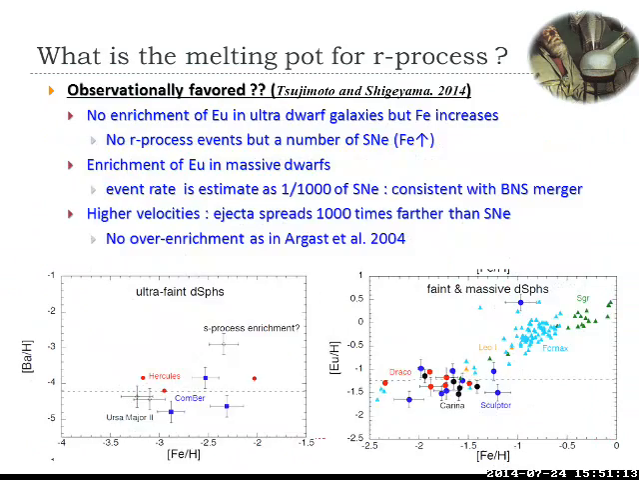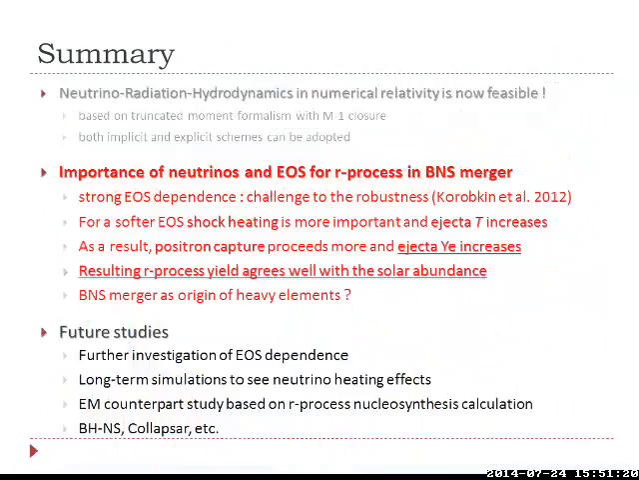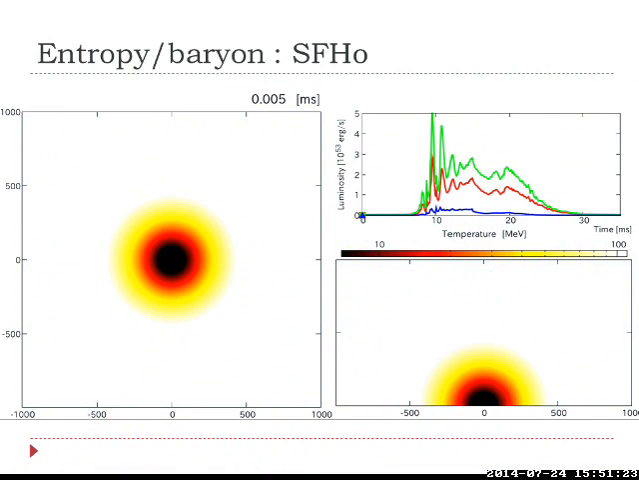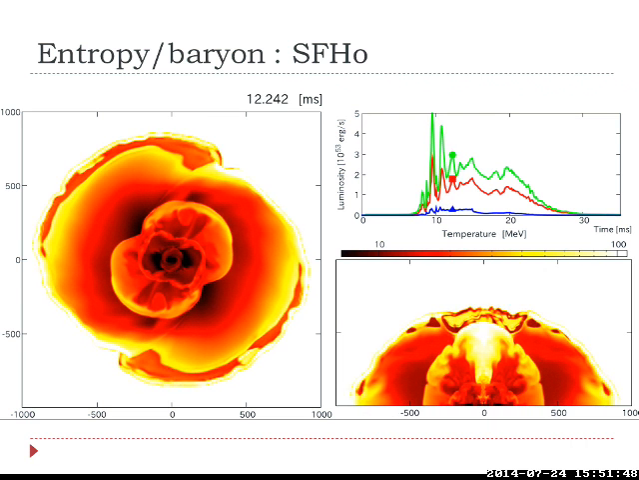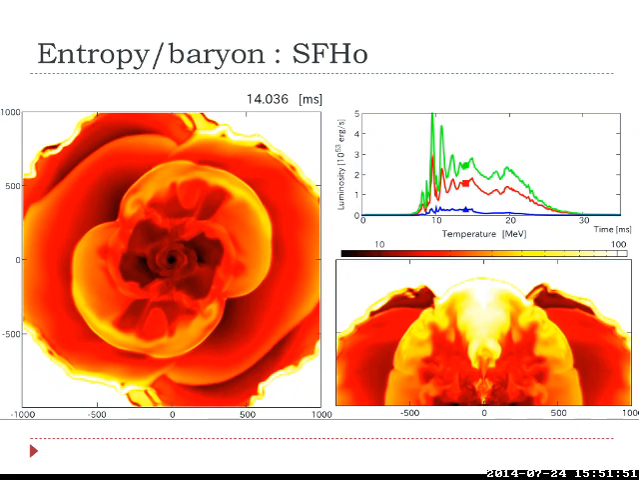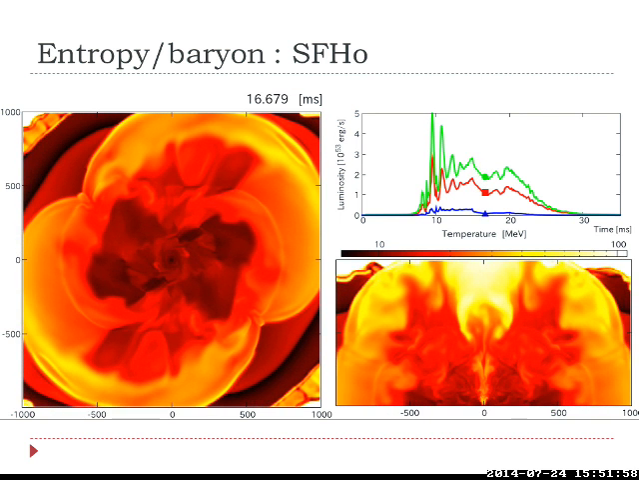And also interestingly, in the case of soft equation of state, the hypermassive neutron star soon collapses into the black hole. In this case, we don't see any clear wind component. This is because the strongest neutrino emission region is the surface of the proto-neutron star, the hypermassive neutron star. But such a strong neutrino emission region is swallowed into the black hole, and then neutrino luminosity decreases. In this case, we don't see any clear wind component.